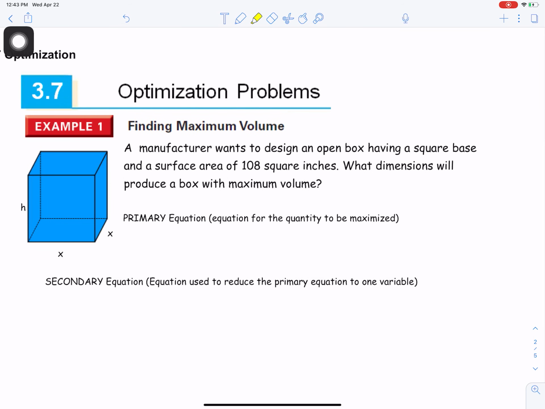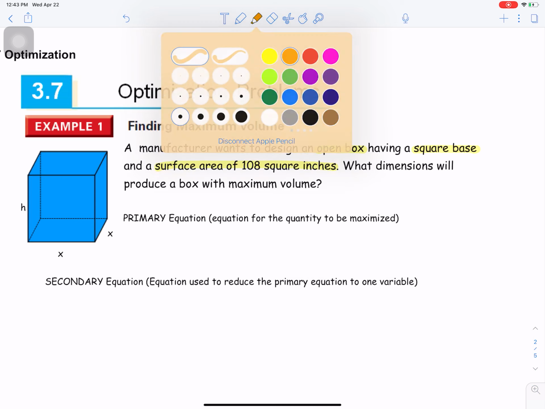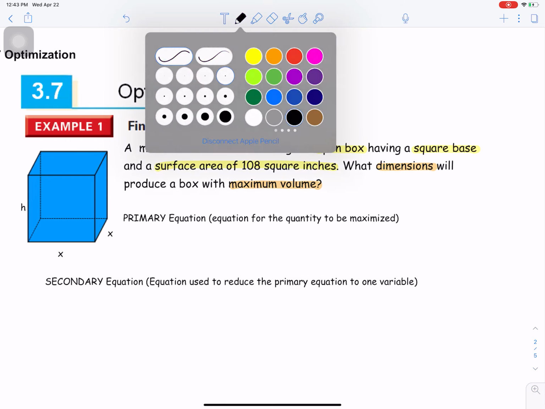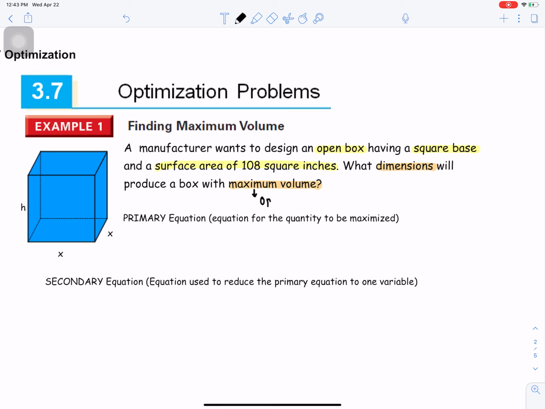You can see the heading here says to find the maximum volume, but let's just read the example. A manufacturer wants to design an open box. It's important to know that the box is open because when you're thinking of surface area, it changes the relationship when you write the surface area. We know that it's going to have a square base, and we know it has a surface area of 108 square inches, and we want to find the dimensions of the box. So let's use the orange. We need to find dimensions of the box that will produce a maximum volume. So we know that this is an optimization problem because we're trying to find a max or min.